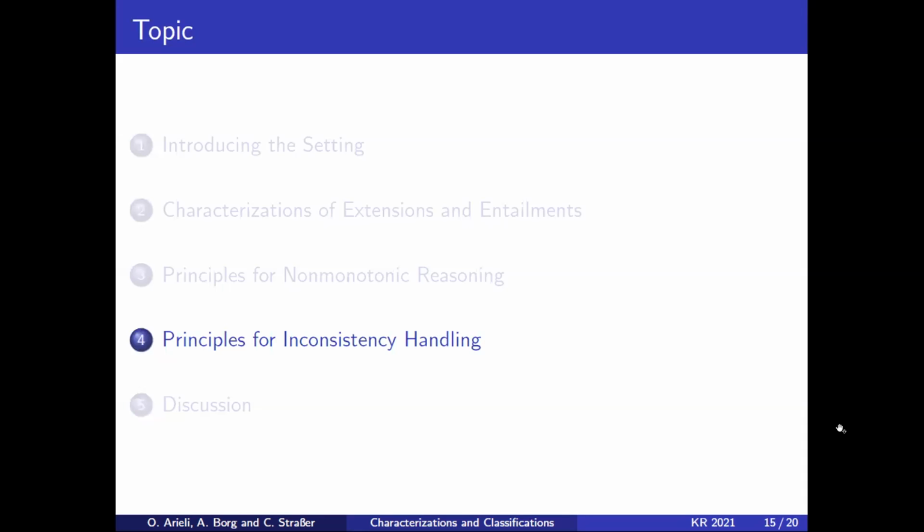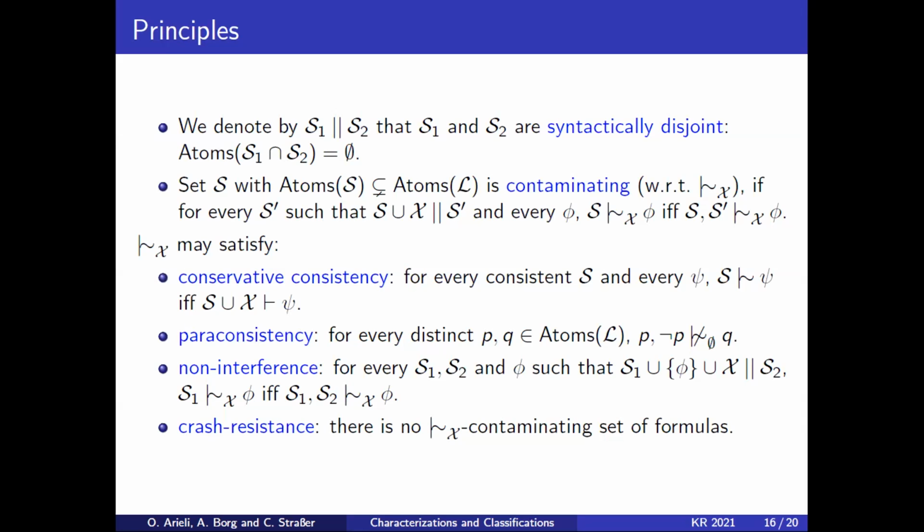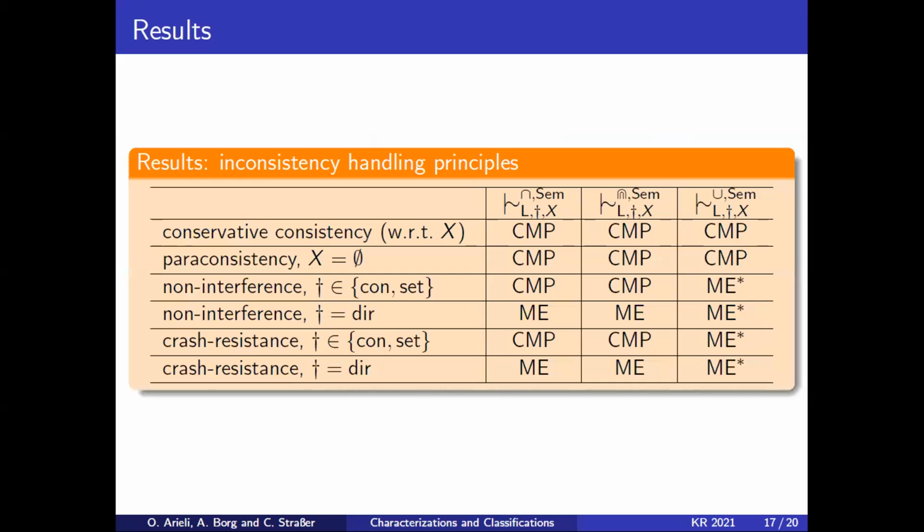Then the last set of principles are about inconsistency handling, and this is mainly about how inconsistent information is handled and whether it is explosive or not. So, for example, for consistency, if we have two atoms and we have P and not P, then an unrelated atom Q cannot be derived. And then there are the properties that are known from the argumentation literature as non-interference and crash resistance, which we also studied here. And these are our results.